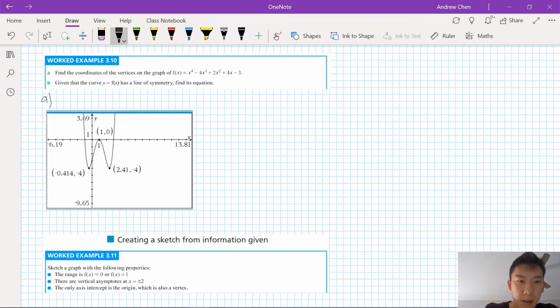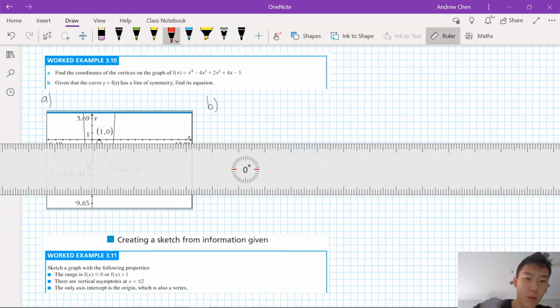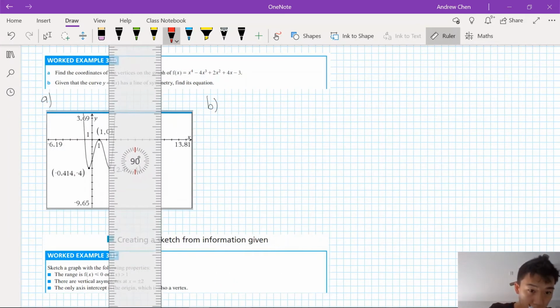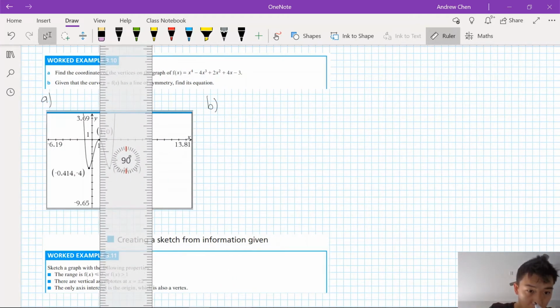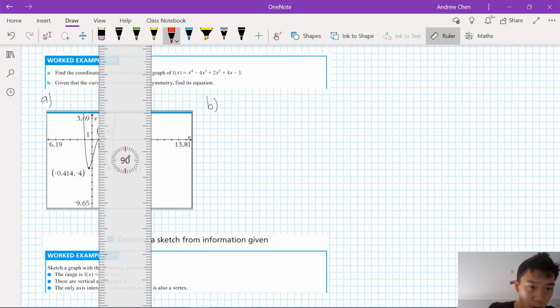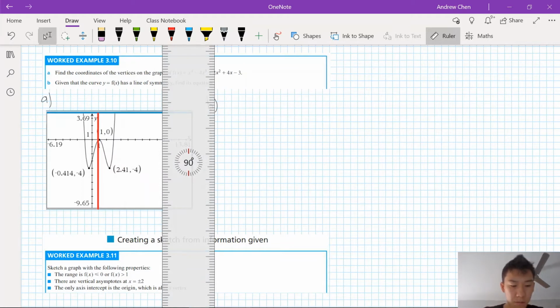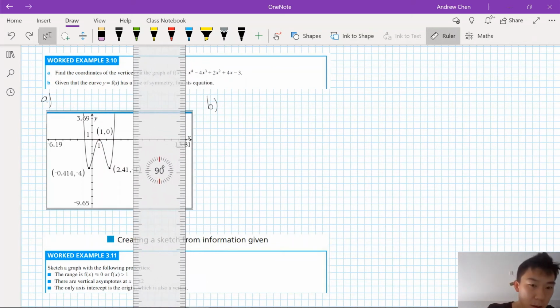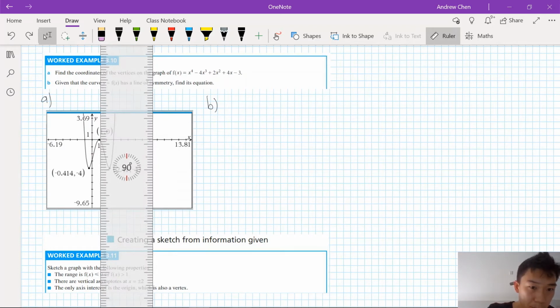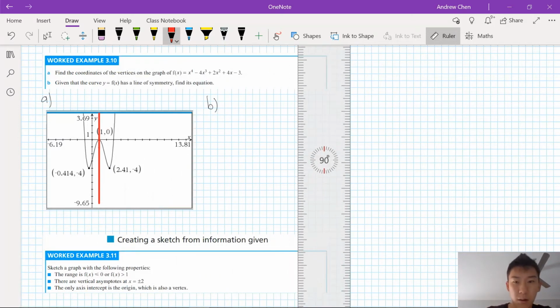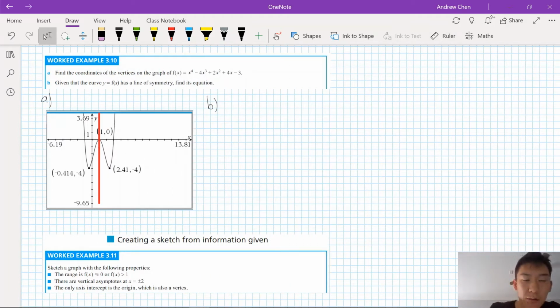And then part B, it has a line of symmetry, so if I use red, we just have to do this visually. Alright, we can see that we have a line of symmetry here. You get what I mean. That might be better. Alright, there's our line of symmetry. The equation of that line, well, it's a vertical line, it passes through (1, 0), so x equals 1, and we're done.